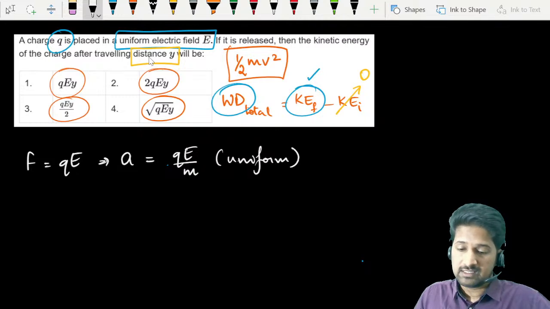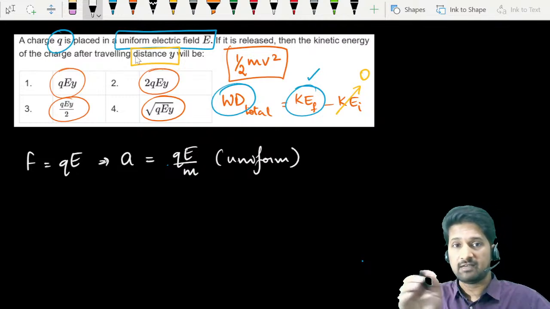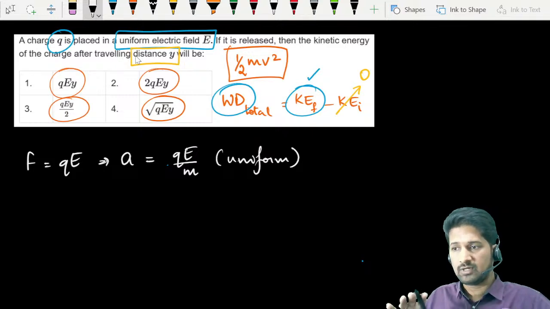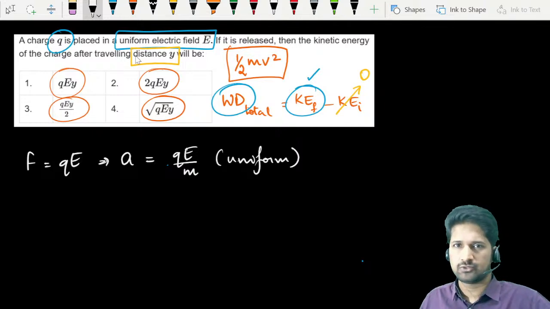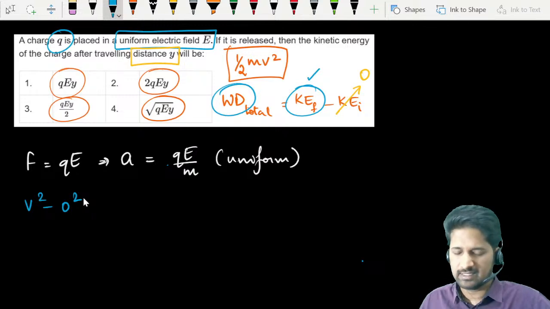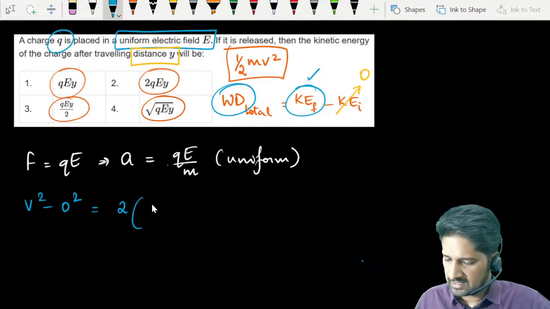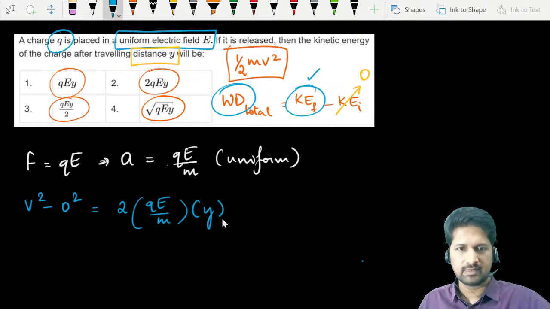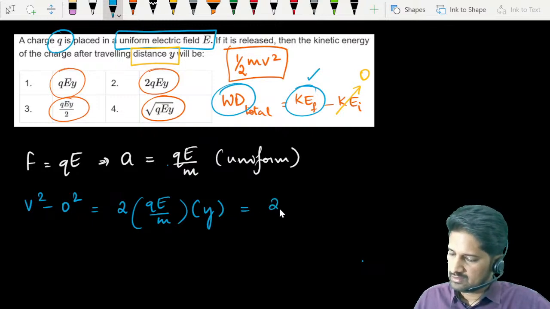Now they have asked for kinetic energy after traveling a distance y. So you have to relate speed to distance. Which equation of kinematics relates speed and distance? The third equation, v square minus u square is 2as. Actually displacement, but in this case we have already discussed that distance and displacement will be the same. So using v square minus u square, u is 0 since the charge is released from rest, is equal to 2 times acceleration, QE by m, times displacement y. So v square is 2QEY divided by m.